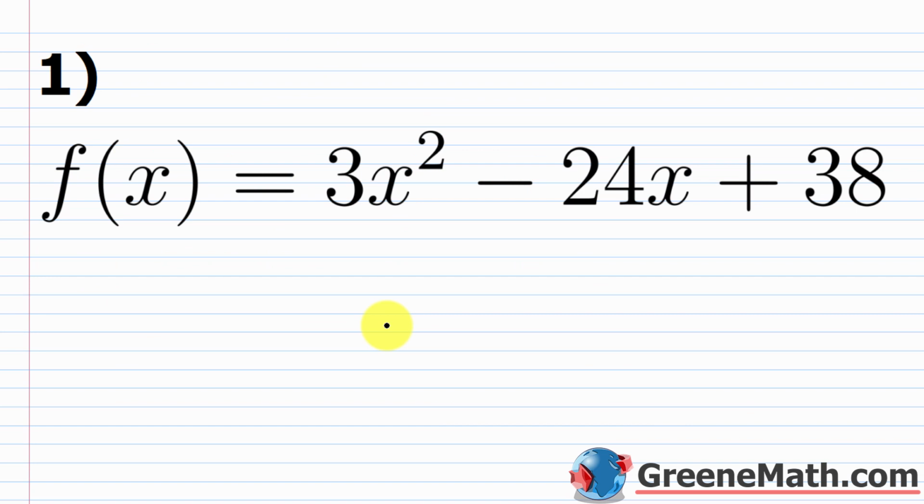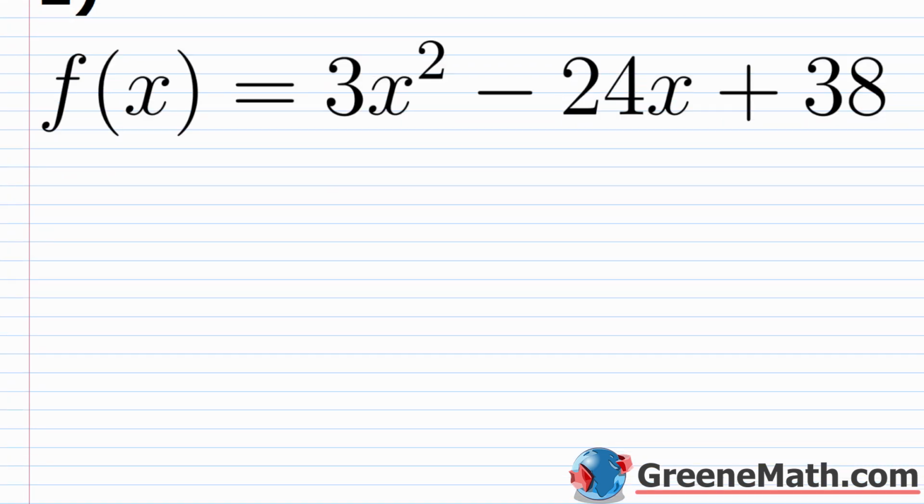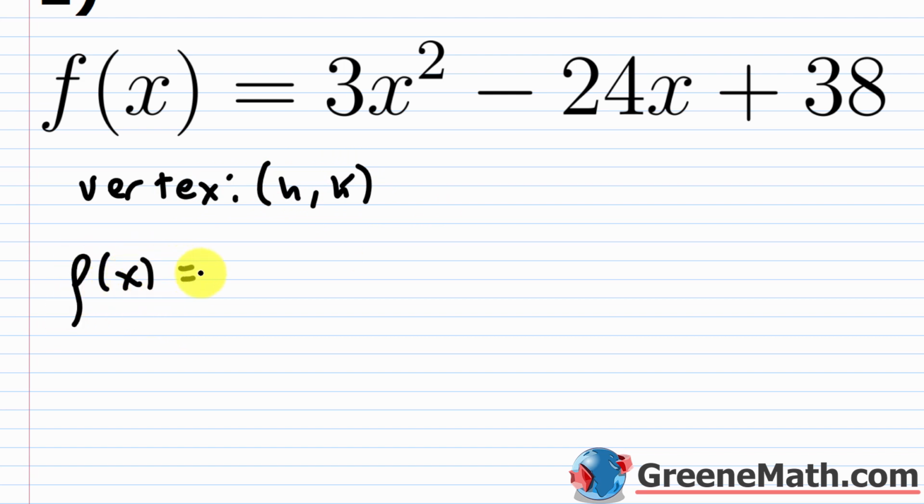All right, let's go back up here, and I've erased everything, and we're just going to start the problem over. So when you think about the vertex, again, this occurs at h comma k. And when you think about the vertex form, you have your f of x is equal to a times the quantity x minus h squared, and then plus k.